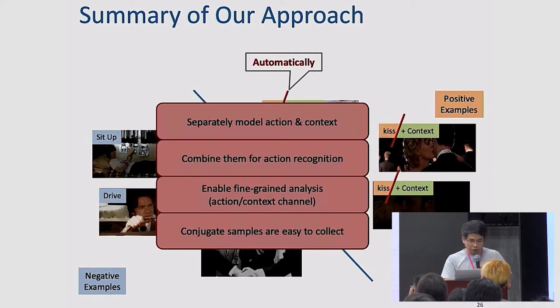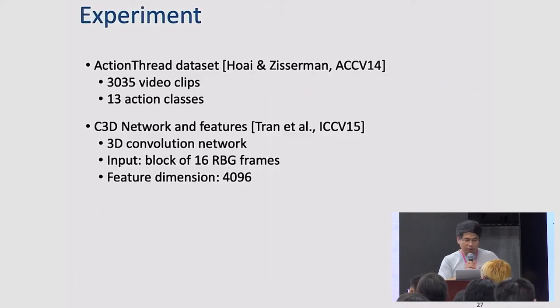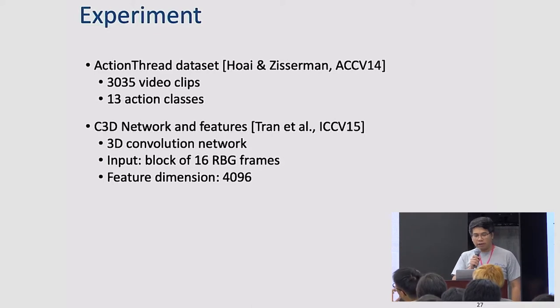Okay, so let me show you some experiments on this framework. We perform this experiment on the action threat dataset, and this dataset contains about 3,000 video clips of 13 action classes. The set of action classes will be shown in the next slide.